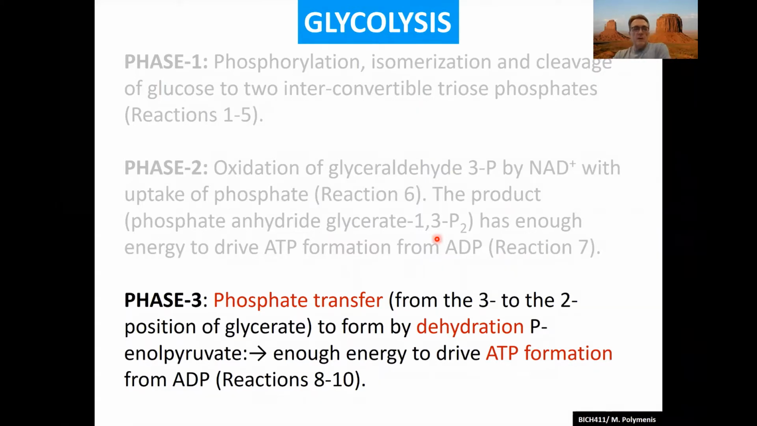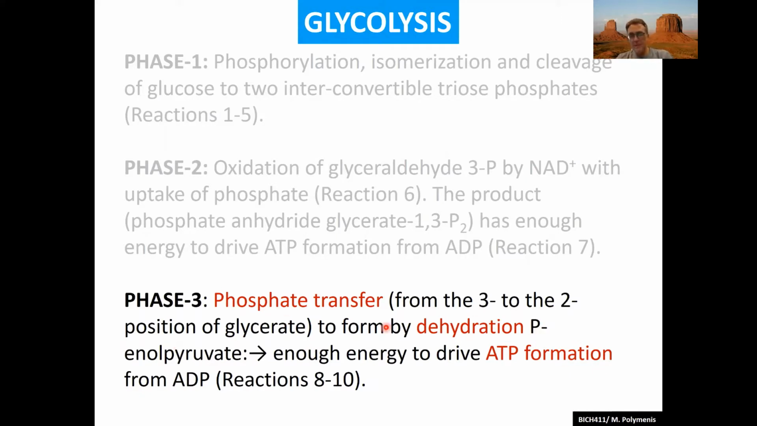Hi everybody. Let's continue on with this video to complete glycolysis. So we're going to talk about phase 3 that we have not discussed so far. Here we're going to have phosphate transfer, and in the first reaction from the 3 to the 2 position of glycerate, we finished off phase 2 with 3-phosphoglycerate formation and generation of 1 ATP. And we'll see that this phosphate transfer is important to set up the formation of phosphoenol pyruvate.